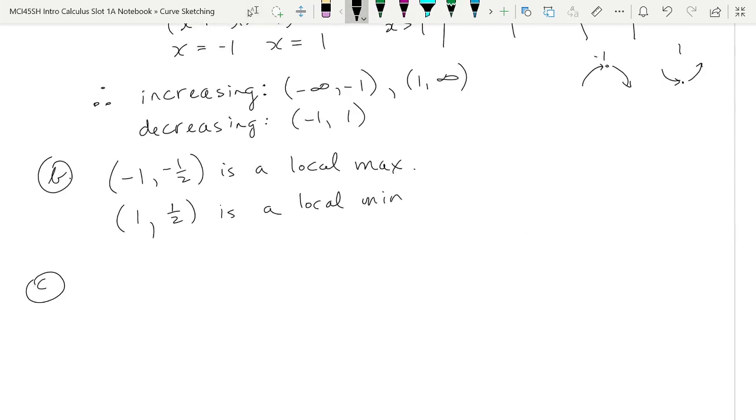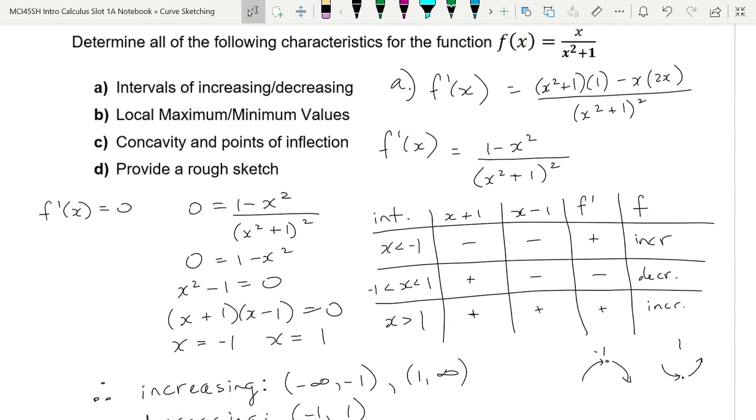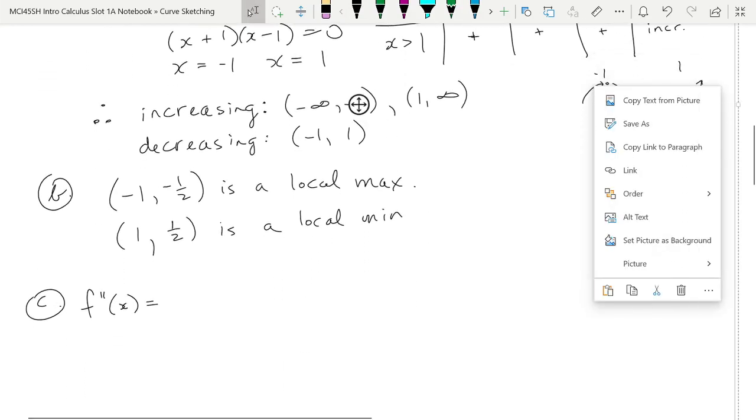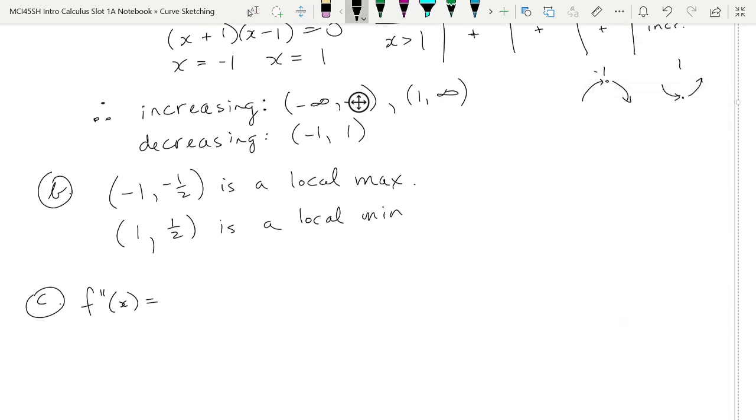So part C, we need to know what the second derivative is. So for part C, we're going to have to find f double prime of x. So let's see what we can find. So here's f prime of x. So that's 1 minus x squared over x squared plus 1 squared. So low times the derivative of high minus high times the derivative of low.